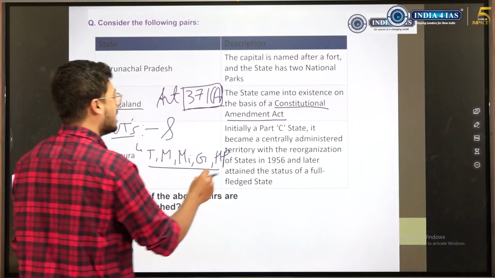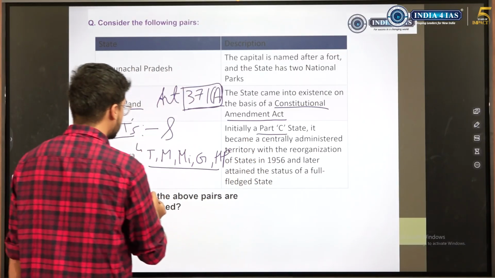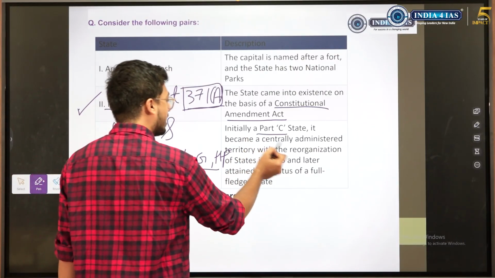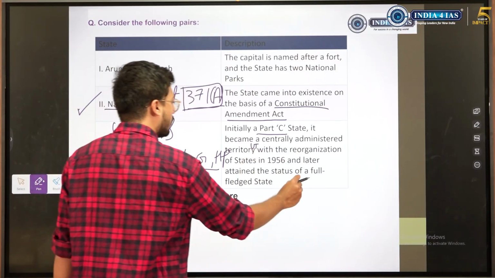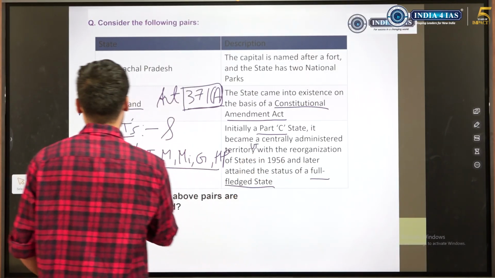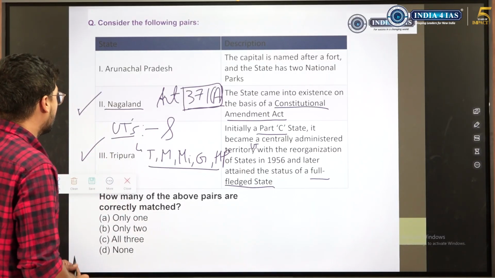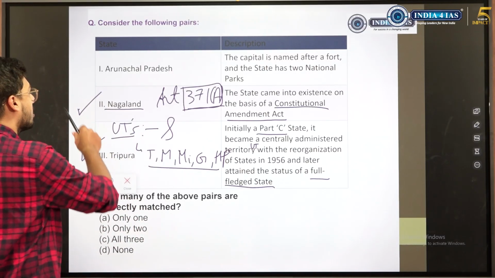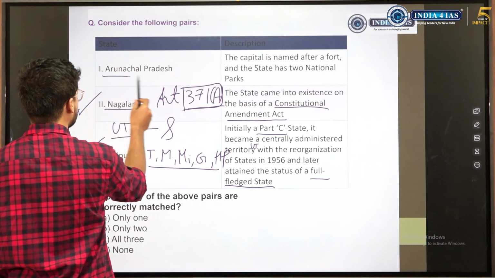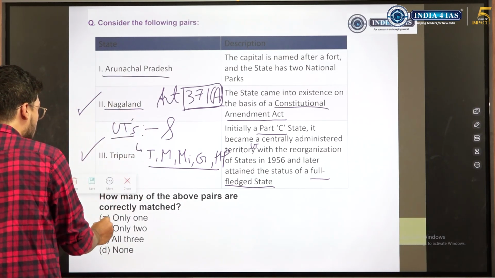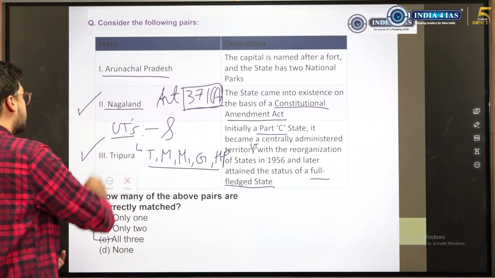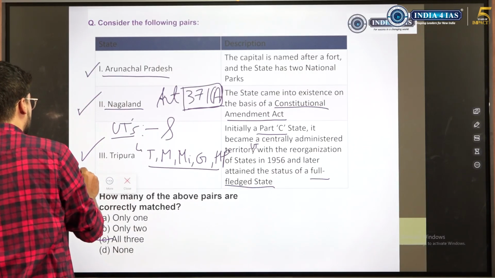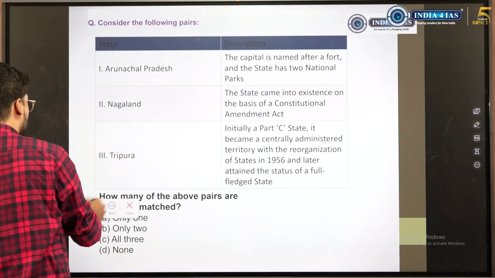So Tripura, initially Part C, princely state, possible thing. So centrally administered territory, that means it was a union territory, but later it got full-fledged status. So in this statement too we could have taken this to be correct. Once we take that word as correct, there are very few chances to deduce this. So between 2 and 3, we had to do 50-50 if you were forced to attempt this. And the answer to this is also correct. So this was a very difficult question to be attempted.